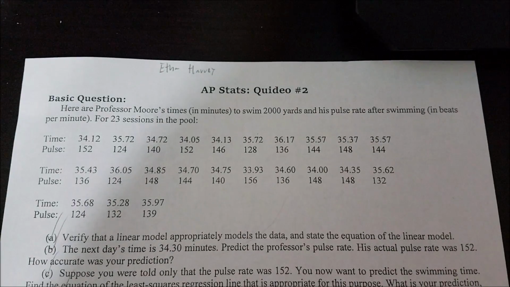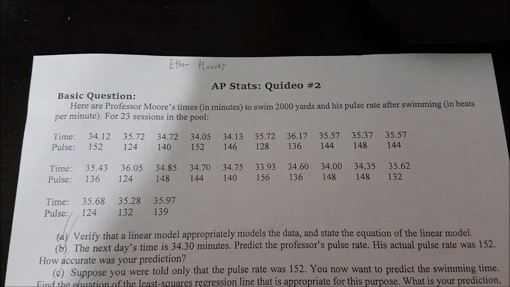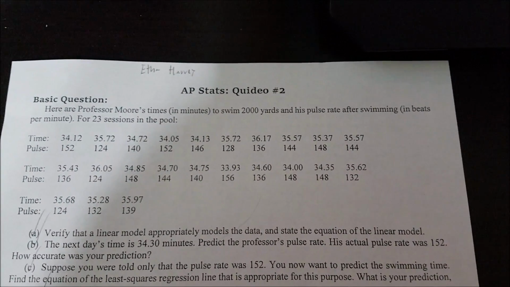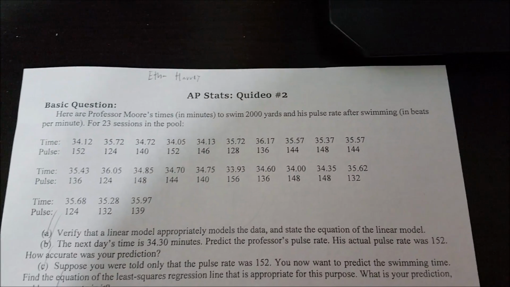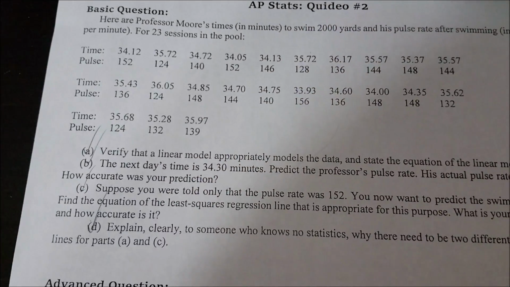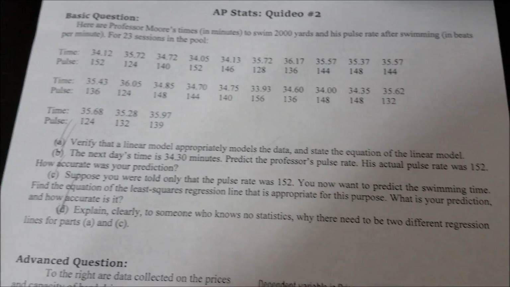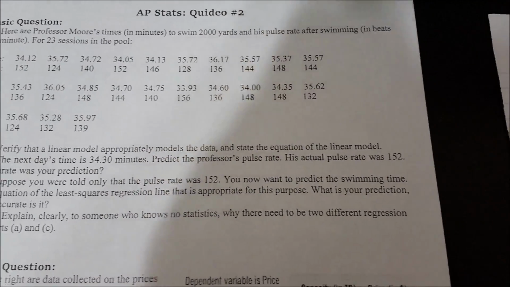And this is AP Stats Quideo number 2, basic question. Here are Professor Moore's times in minutes to swim 2,000 yards and his pulse rate after swimming in beats per minute for 23 seconds in the pool, and it gives us this data. Alright, so A says verify that a linear model appropriately models the data and state the equation of the linear model.